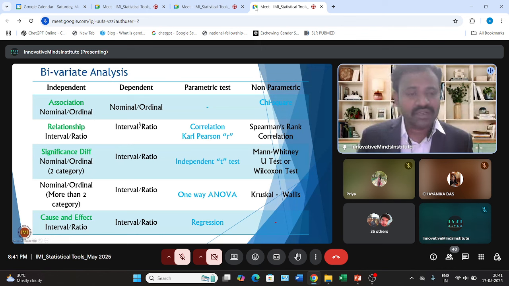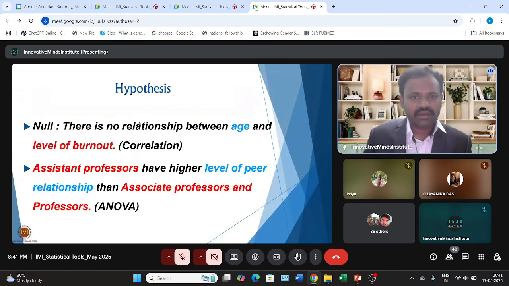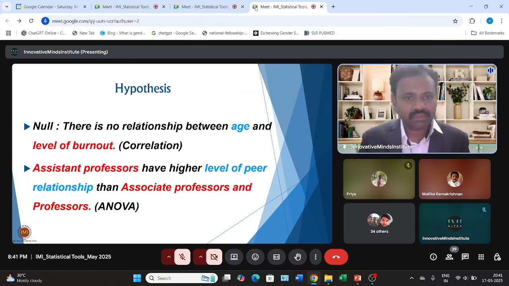You have to use the word relationship, right? Let me give you an example. See, I frame a hypothesis. Read this hypothesis, null hypothesis: There is no relationship between age and the level of burnout. Age, it's in number. Level of burnout, it's in number.